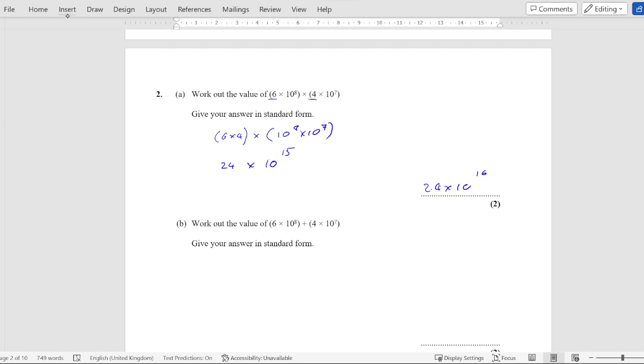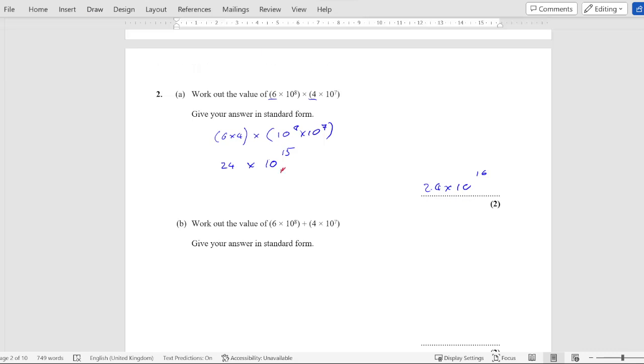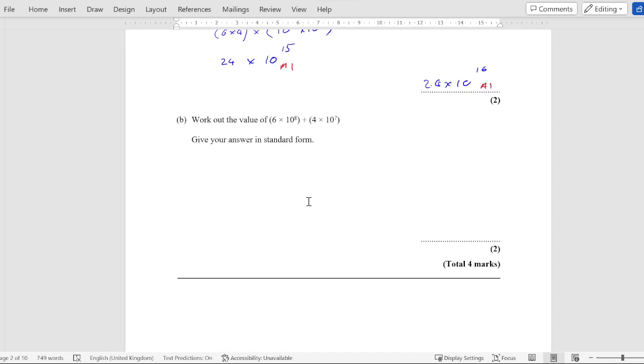And again, there was a variation for the marking for this: an M1 for the method of treating the number and the indice part separately, and then an A1 for the answer. Alternatively though, if you got 24 anyway, you could have picked up one of the marks even if you didn't get the correct power. Or if you did it as a normal number and got 24 with 15 zeros, that would also be 1 mark.